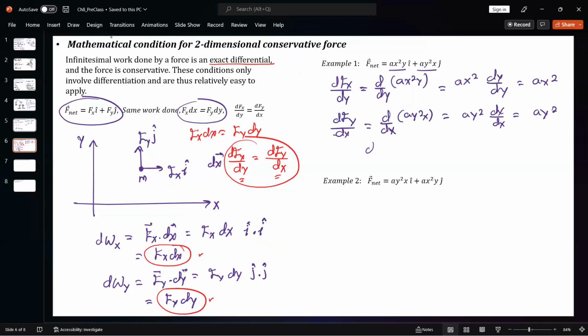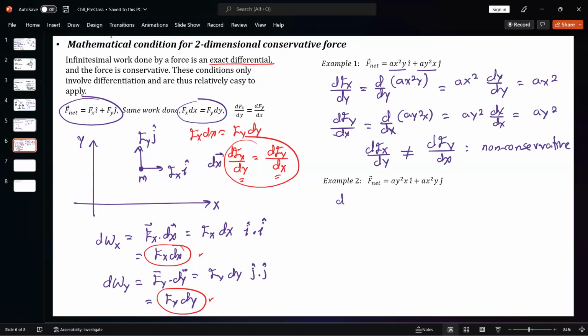Now, clearly, I can say the partial derivative of fx over dy is not equal to the derivative of the y component over dx. This is actually a non-conservative force. That's the idea, okay? We can identify whether the force is conservative or not by looking into that derivation. So we will do this example then.